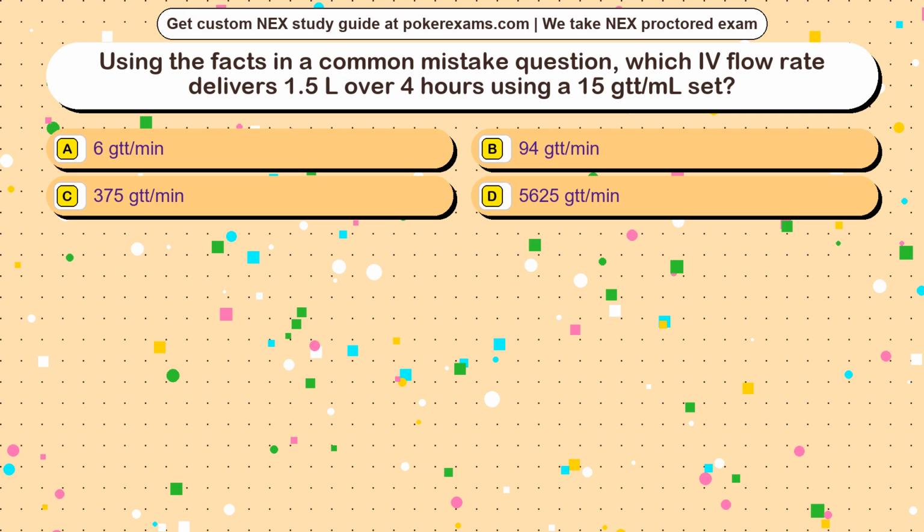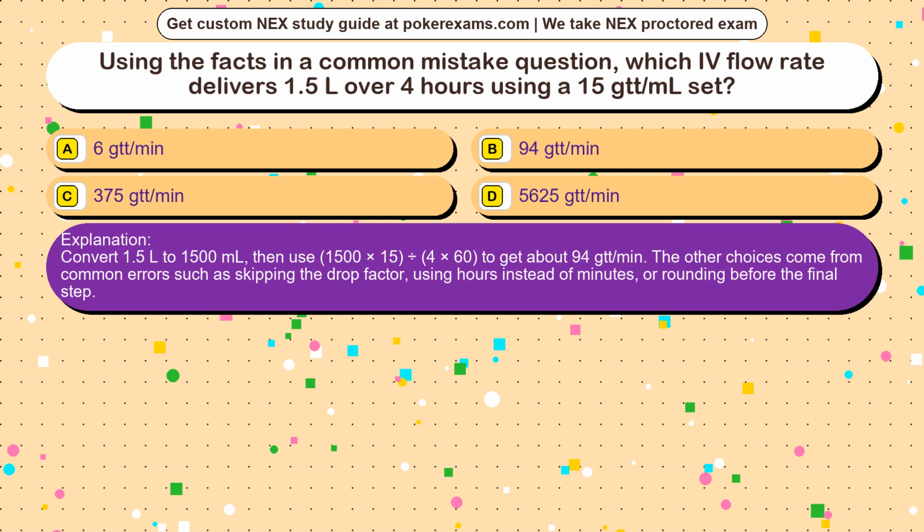The correct answer is option. Convert 1.5 L to 1500 ml, then use 1500 times 15 divided by 4 times 60 to get about 94 GTT/min. The other choices come from common errors such as skipping the drop factor, using hours instead of minutes, or rounding before the final step.